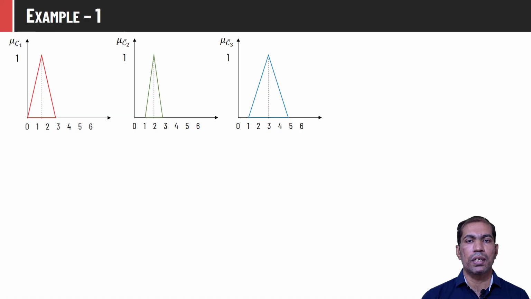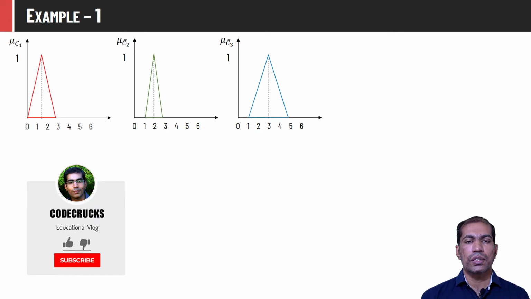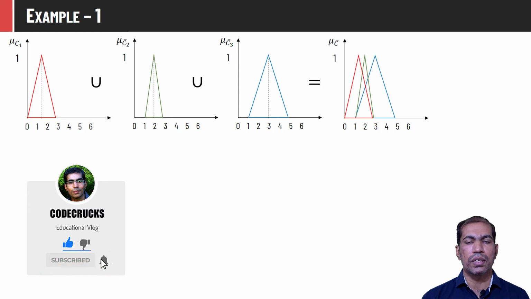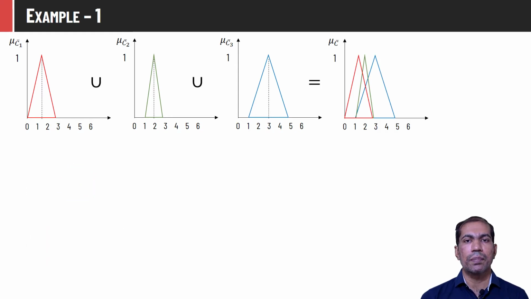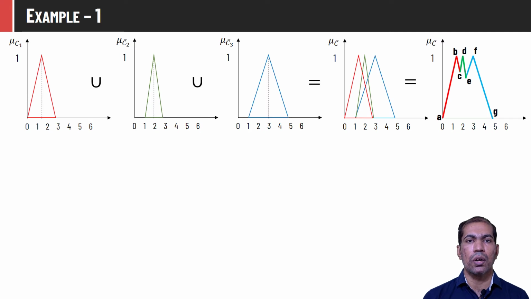To compute the crisp value corresponding to fuzzy output functions, we need to take the aggregation of all the fuzzy output functions, and then we have to apply certain defuzzification methods on that aggregated function. So assume that we are given three fuzzy output functions C1, C2 and C3, and their corresponding membership graph is shown here. First, we need to take the union of these three functions. As we know, union always represents the maximum membership value of the overlapping regions. So the final aggregated output fuzzy function would look like this.